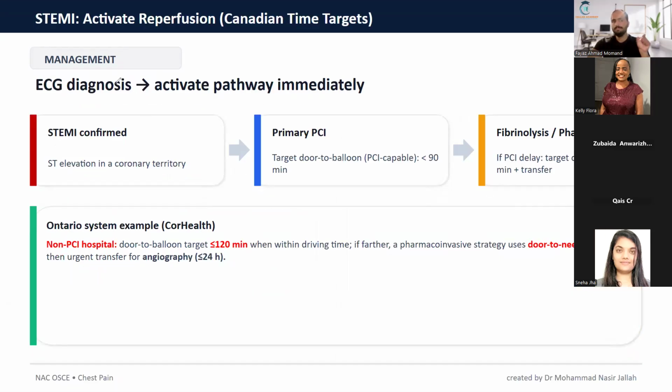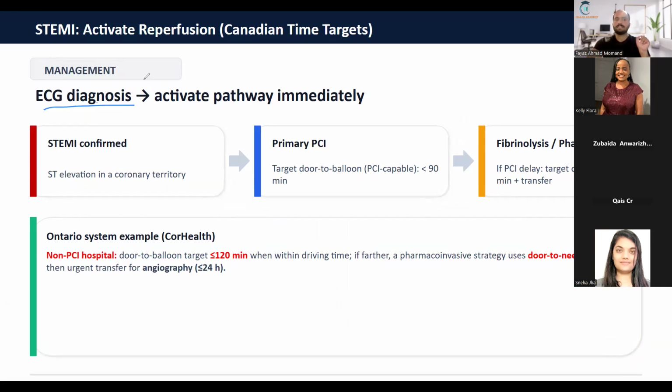Now, reperfusion for STEMI. Canada has time targets. Once you confirm STEMI, if it's ST elevation on ECG, this is STEMI confirmed. What are we going to do? We are going to do primary PCI. Our target is door to balloon, less than 90 minutes. Door to balloon means the facility where the patient is PCI capable. If patient has to be transferred to another facility, then our goal is up to 120 minutes.